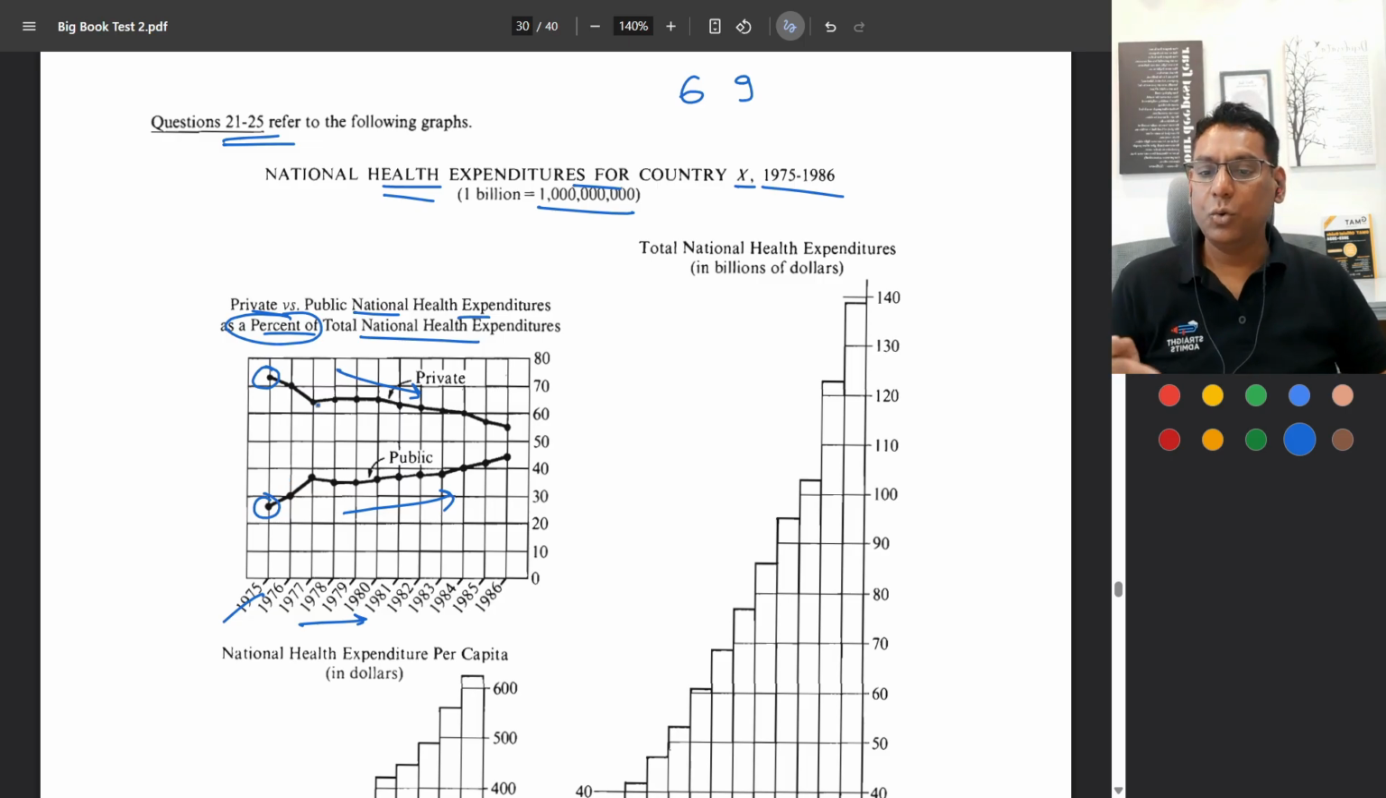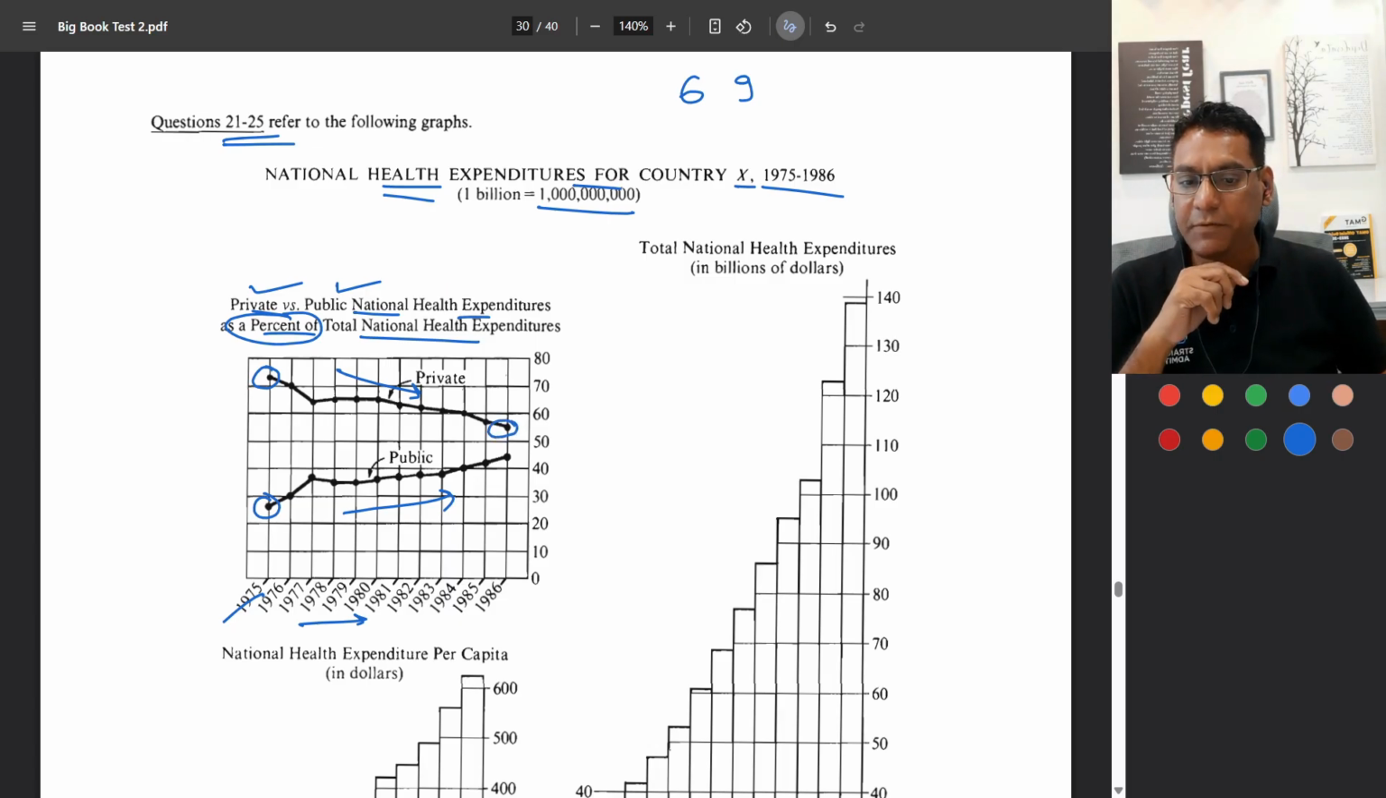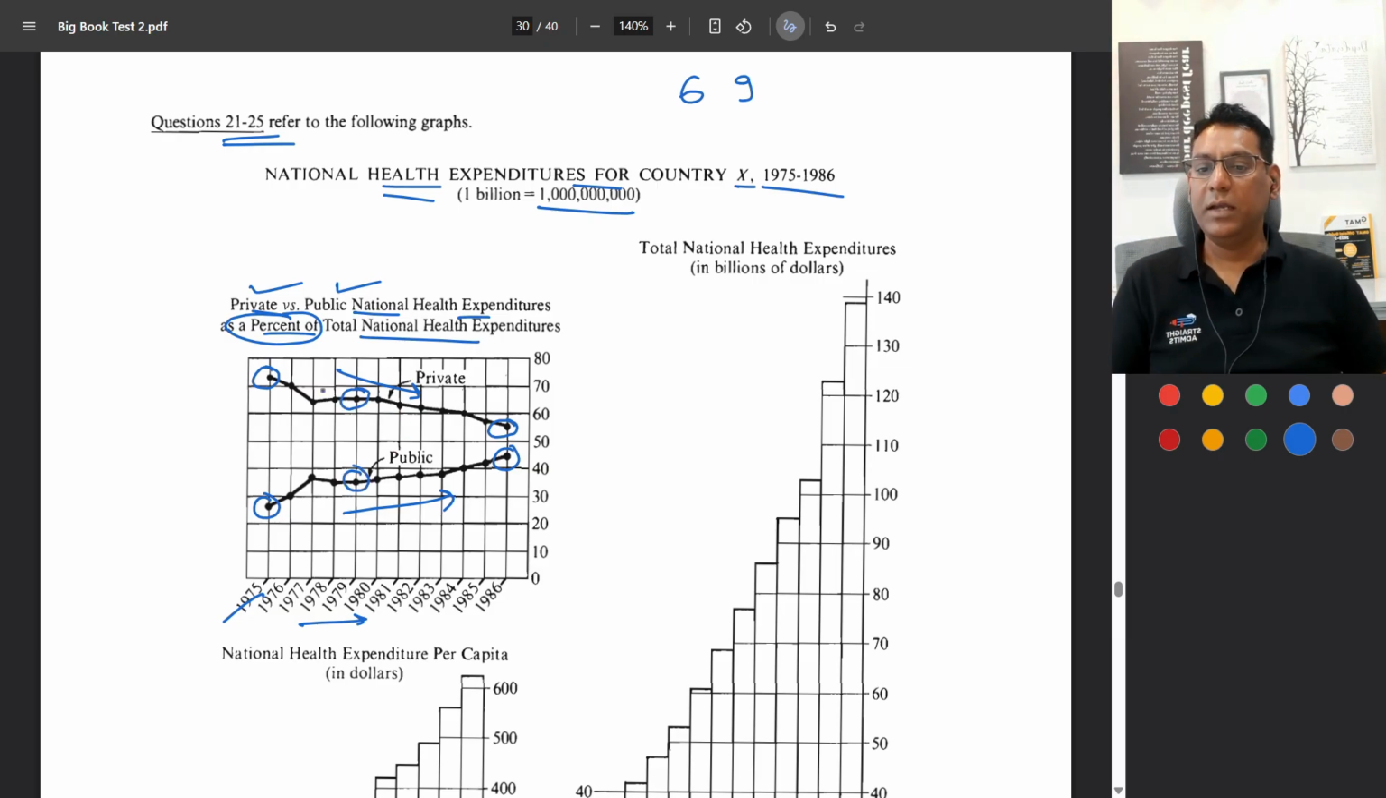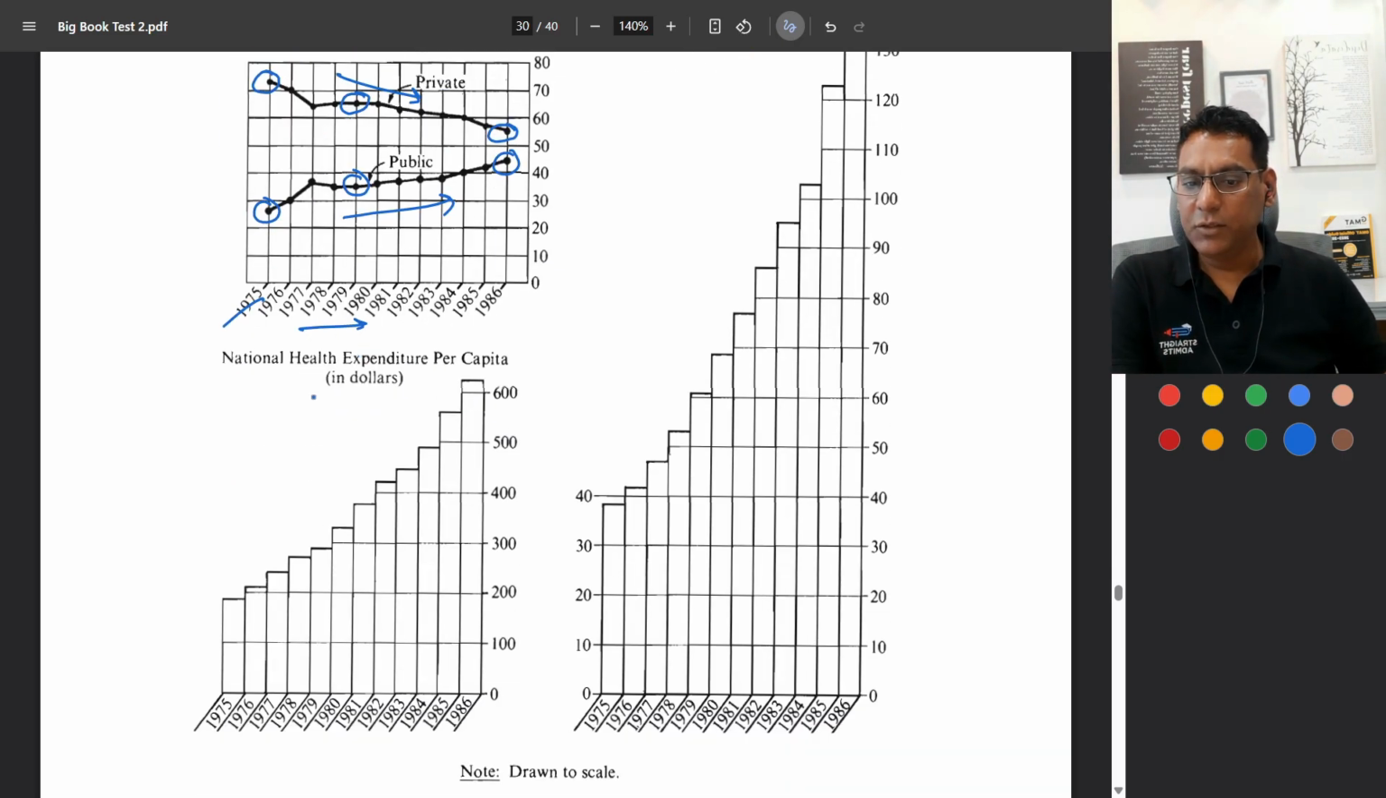Note that these numbers have to add up to 100, because there can only be two things, private or public, so they have to add up to 100. Let's verify that. This is 55, this is 45, adding up to 100. This is something like 65, this is something like 35. They are also adding up to 100. That's why one is increasing, the other is decreasing. Pretty straightforward. Let's look at the second graph.